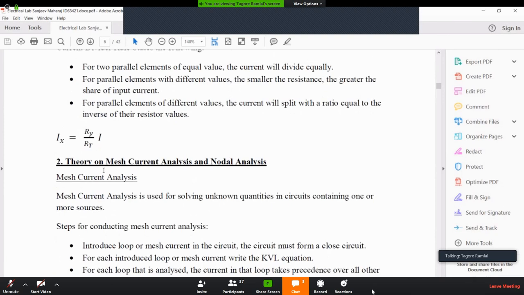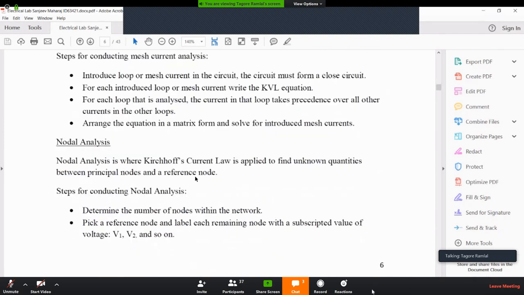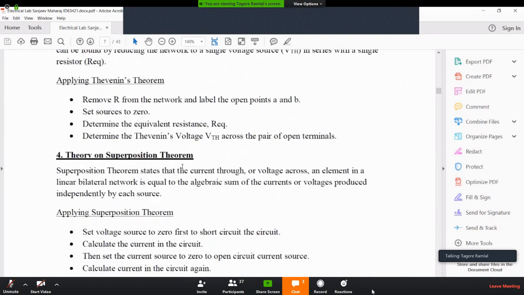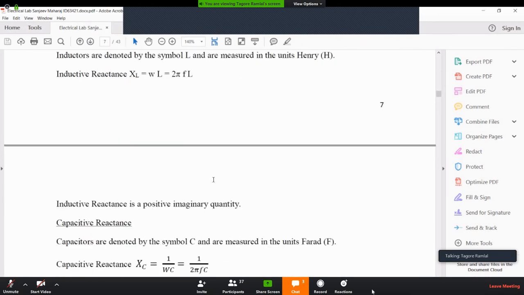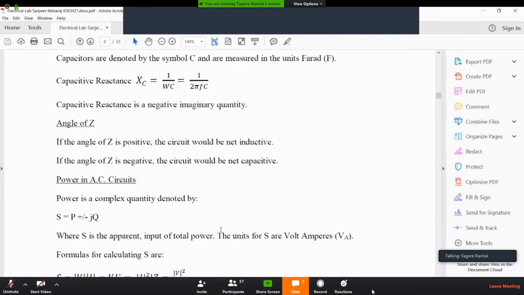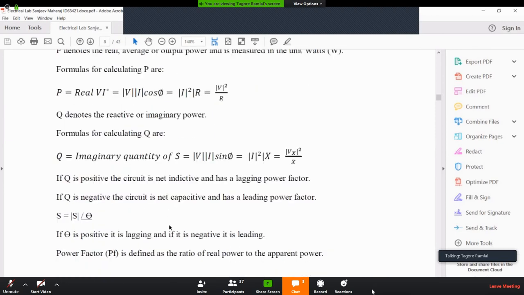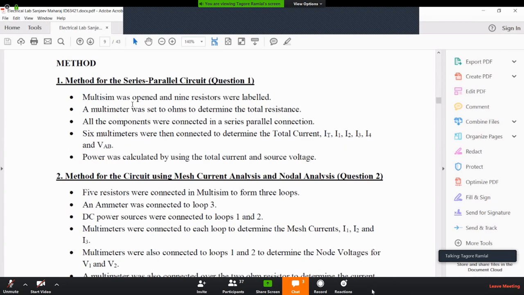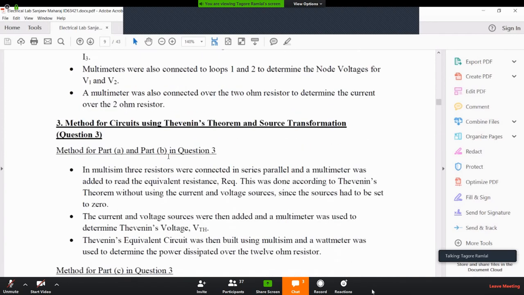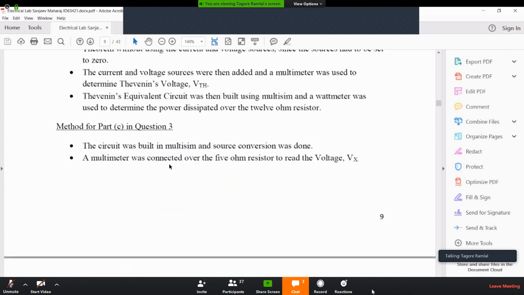Question two, whatever it is. Question three, question four, question five. Simple theory, to the point. That's all I want to see. Your method is very, very simple, relating to the questions, what you do to actually achieve the results.